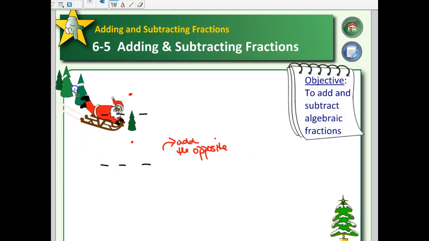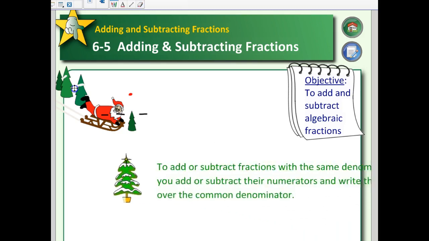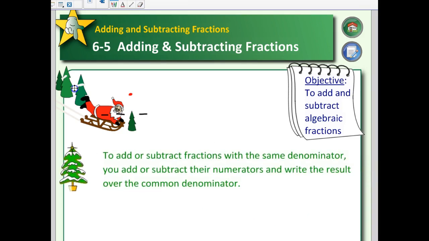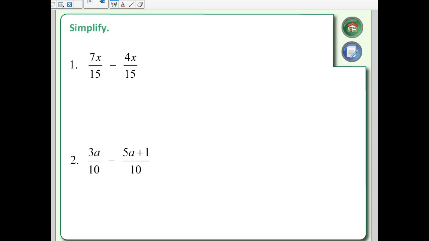Let's put Santa back. Let's see what it looks like in words, and that's what my Christmas tree tells us. If we go here, then we know to add or subtract fractions with the same denominator, we add or subtract their numerators and write the result over the common denominator. Now, we may have to simplify the fraction when we're done, but I'll show you what I mean as we go. So let's look at number one.